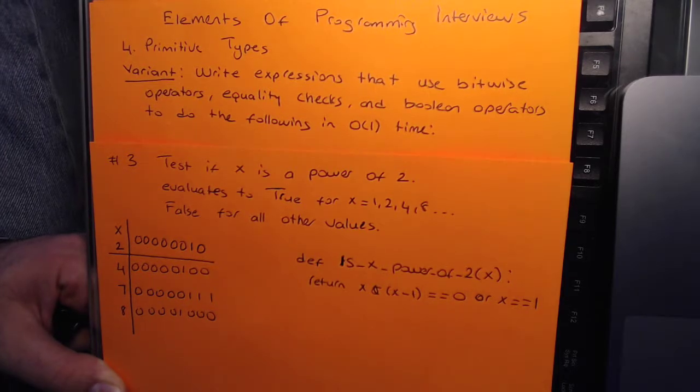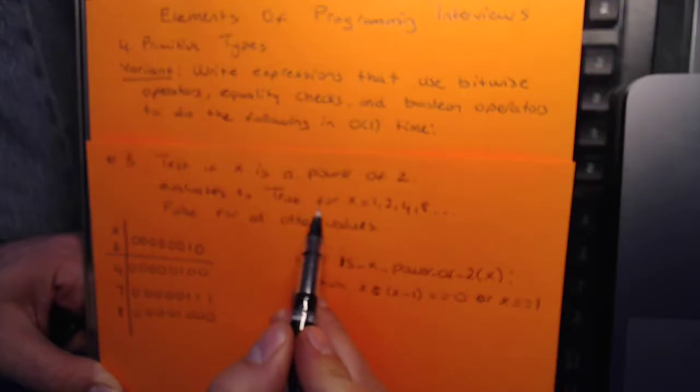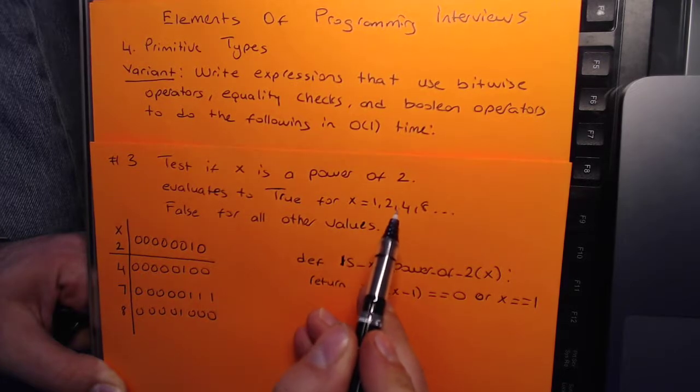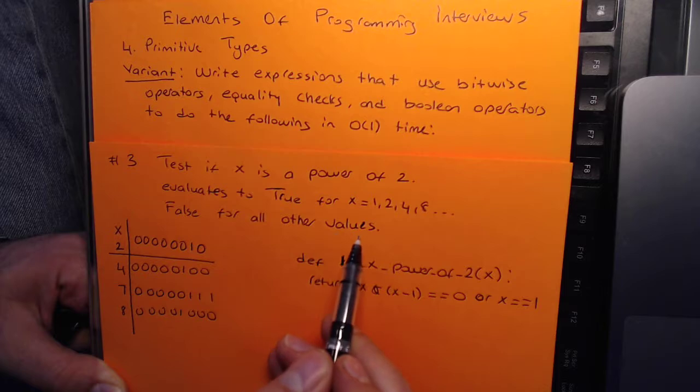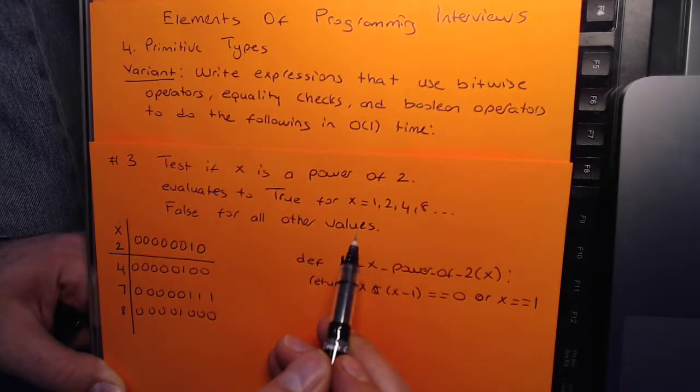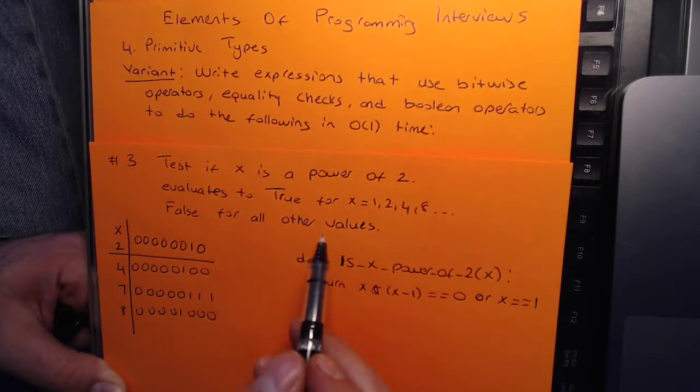The third variant question is asking us to test if x is a power of 2. It evaluates to true when x is 1, 2, 4, 8, basically a power of 2, and false for all other values. If you haven't gone through the second variant question, you can take a look at it in the previous video.